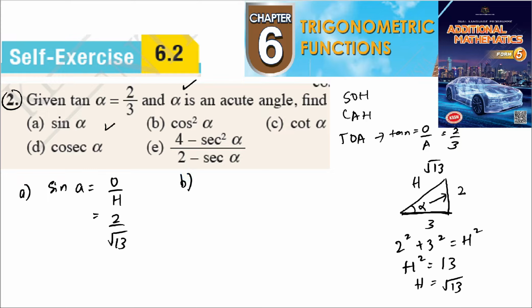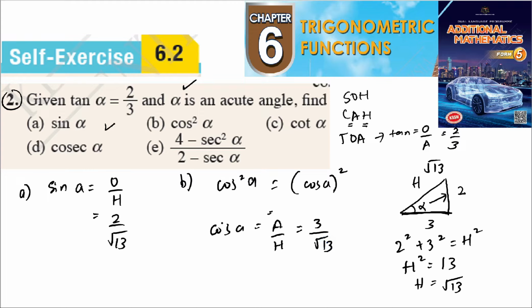B, cos square A. Cos square alpha is actually equal to cos A square. So you need to find cos A. Cos alpha is equal to, from my formula, A divided by H, or adjacent divided by hypotenuse. Adjacent is right beside the angle but not the hypotenuse, which is 3. Hypotenuse is equal to root 13. So this one is cos A.